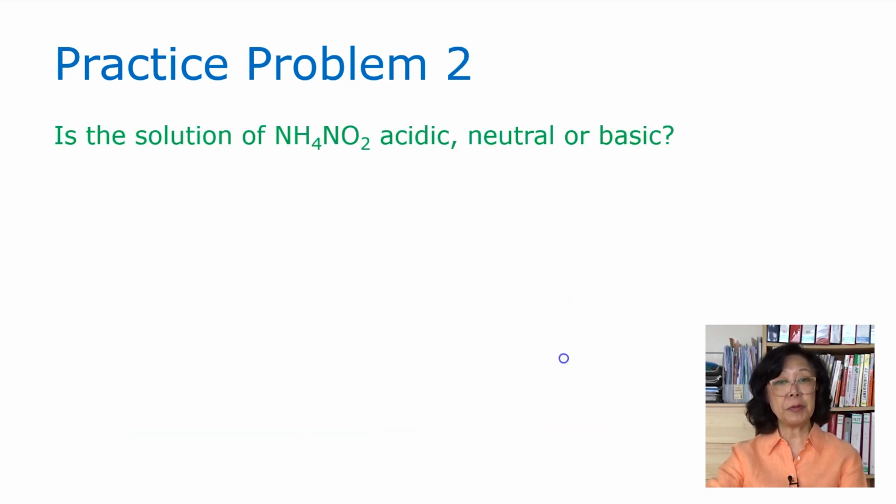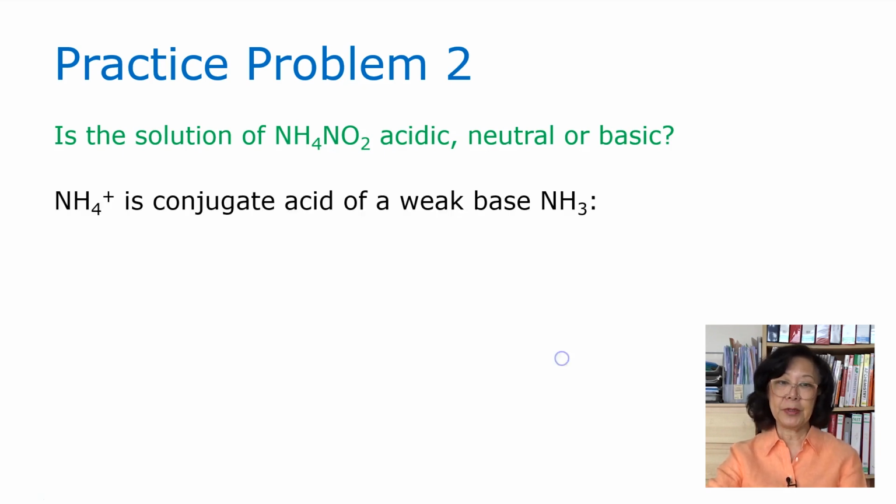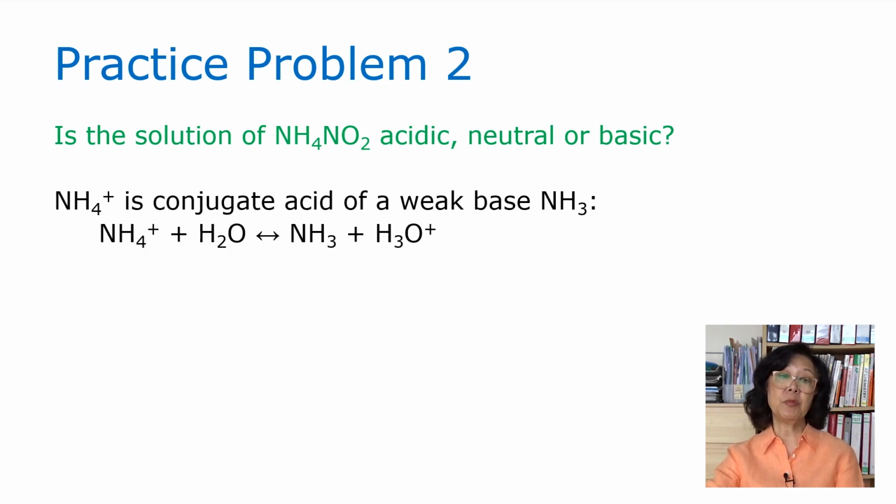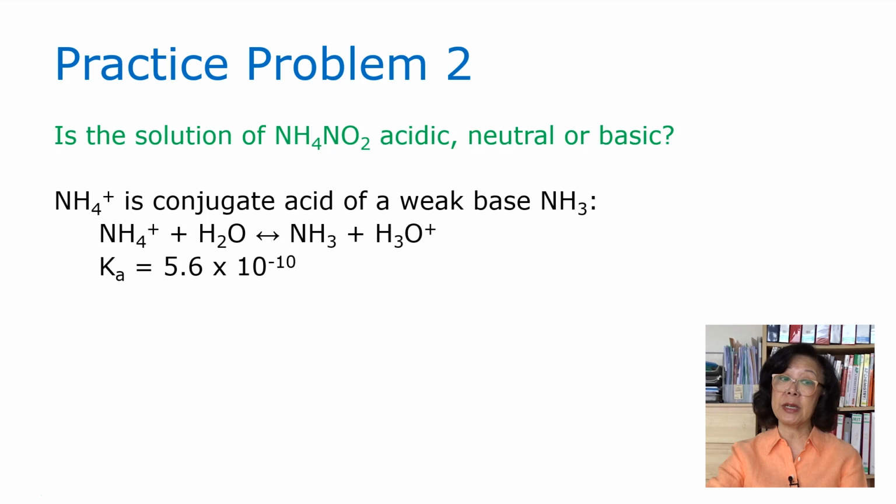Try practice problem number 2. The solution of ammonium nitrate, is it acidic, neutral, or basic? Now, here we dissociate it into the ammonium ion, take the cation, and then look at it one at a time. It is the conjugate acid of a weak base, ammonia. So in water, it will ionize and form the hydronium ion, and therefore we need to go back and check out the Ka value, which is 5.6 times 10 to the minus 10.